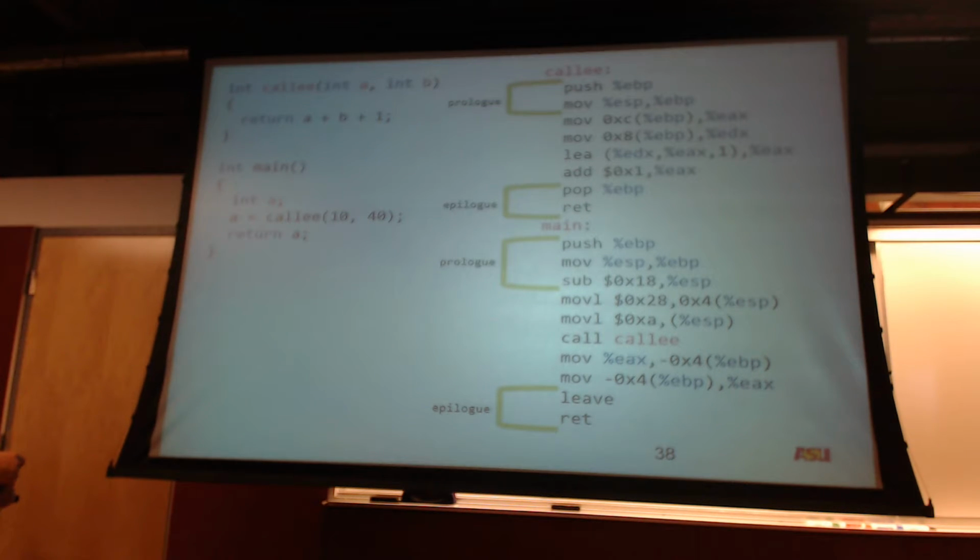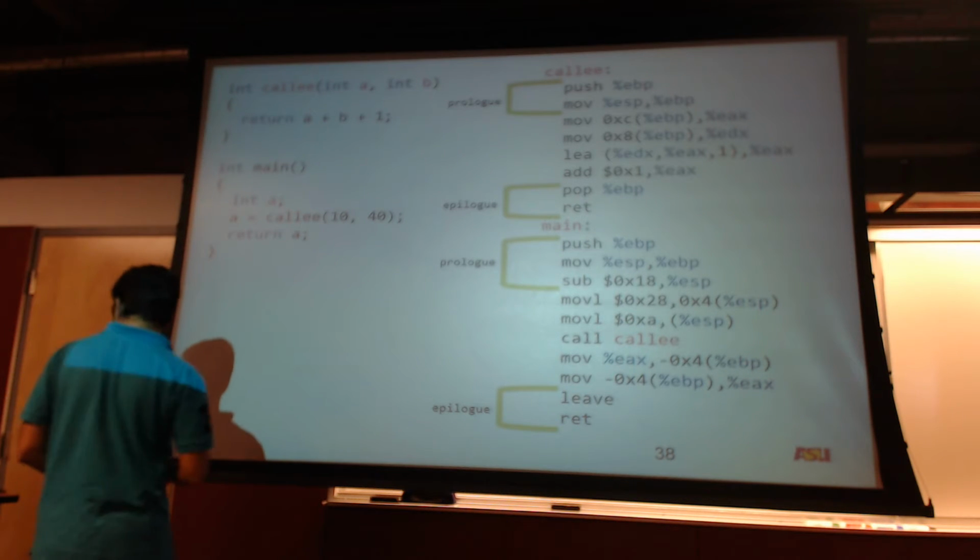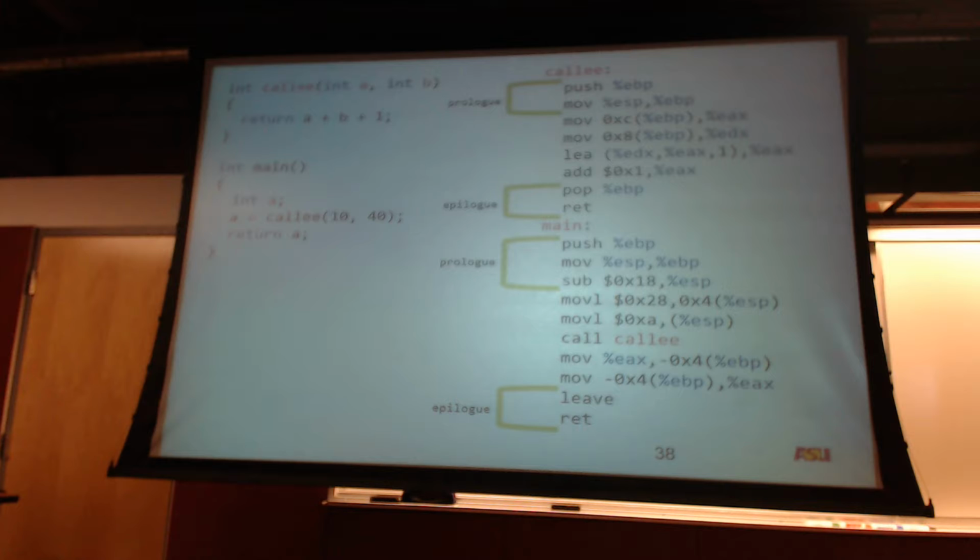So you call callee with a and b, and when you go into callee, a and b are the formal parameters, and then you return a plus b plus 1. Remember, callee does not have any local variables. So now let's understand what happens.